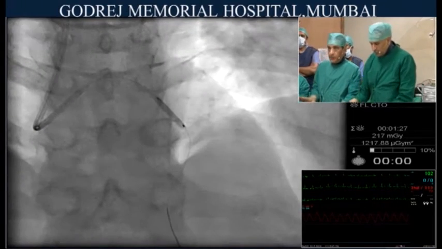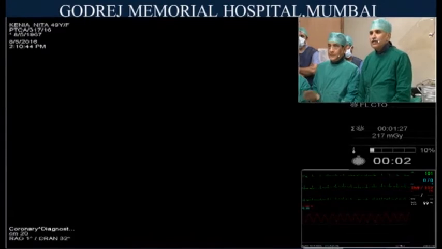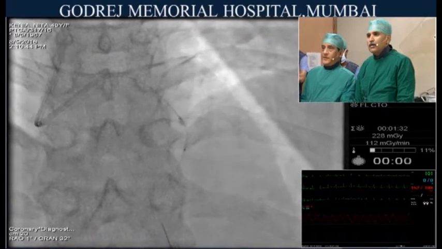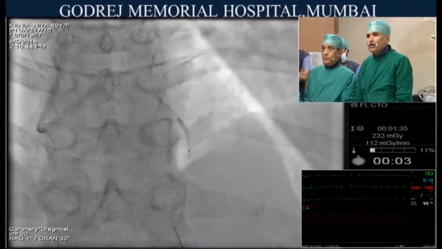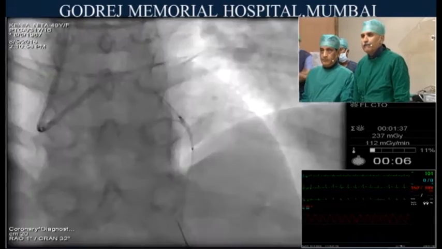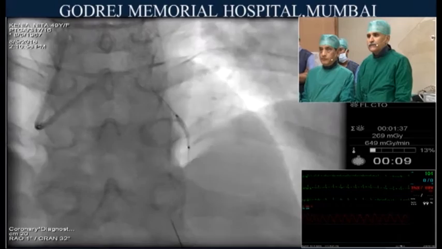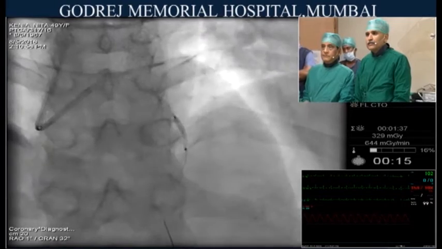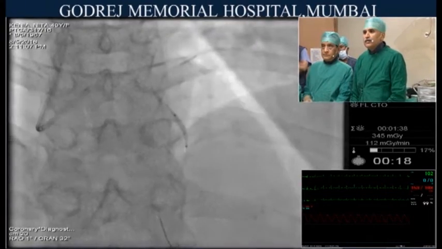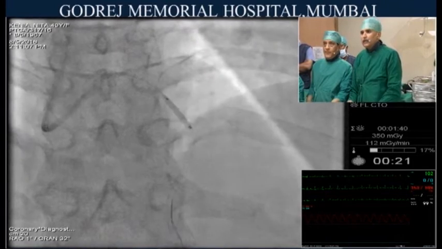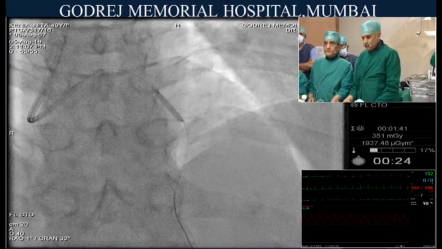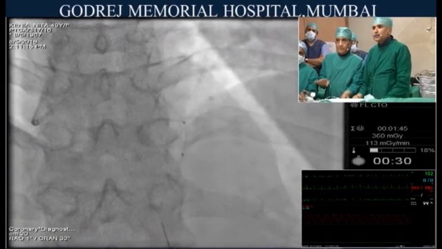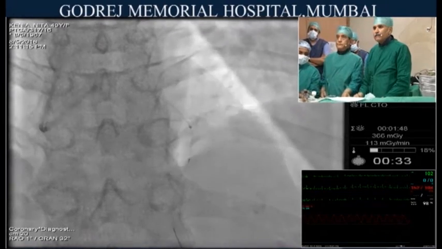Go slow. Many times it's angulated, you have to go slow, otherwise it will push back. Go very slow on dilatation. It's a 2.5 by 15 Mosaic NC balloon. Maybe 2.5 is a little too big for the vessel. Again, it slips back. But let's go a little further. Just go a little further now. Good.